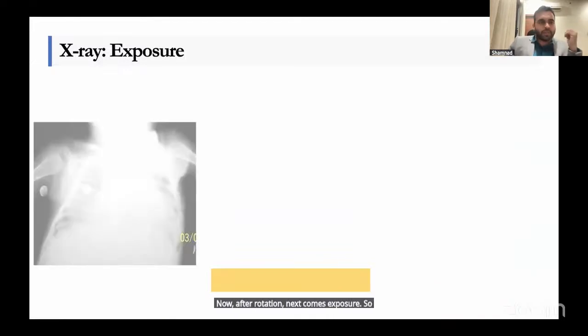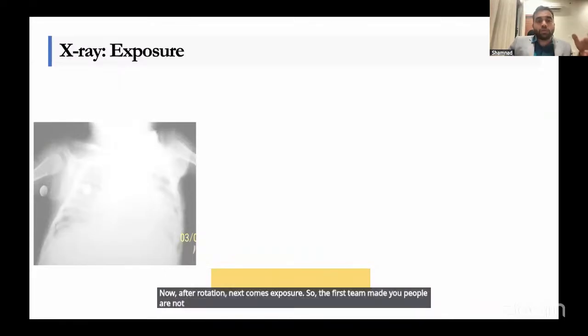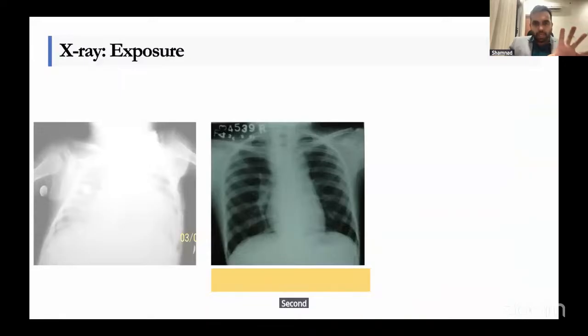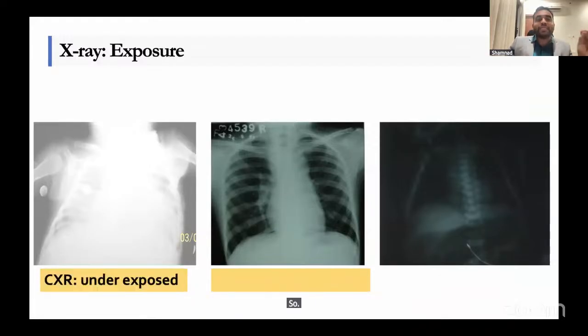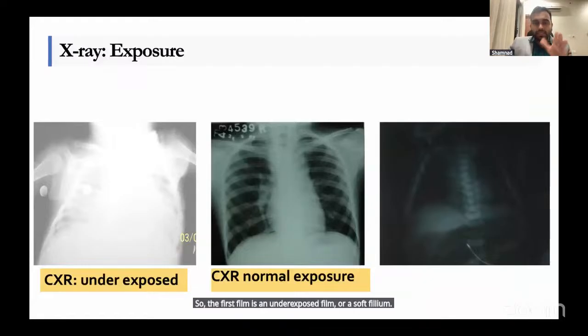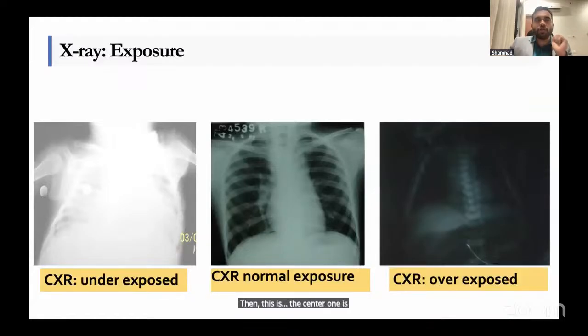So the first image, you are not even able to make out the X-ray because it is entirely white. Second, it's okay. You see a black lung and a white heart. Third, it is entirely dark. So the first film is an underexposed film or a soft film. Then the center one is the normal exposure, and the one on the right is an overexposed film.